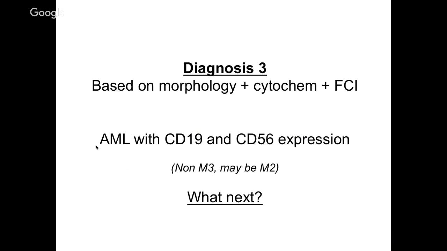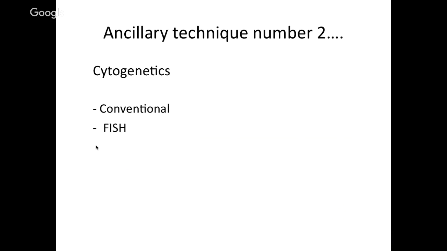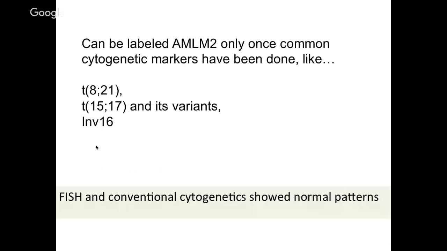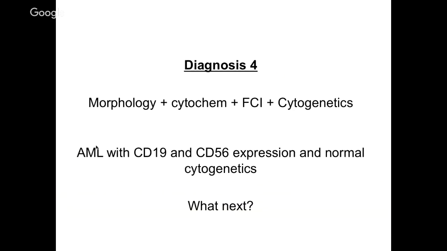Now, what next? Next we do cytogenetics, so conventional and FISH. So in this case, we did 8;21, 15;17, and inversion 16. They were negative. So the FISH and the conventional cytogenetics in this patient were showing normal patterns. So our fourth diagnosis, based on morphology, cytochemistry, flow, and cytogenetics, remains AML with CD19 and CD56 expression and normal cytogenetics.